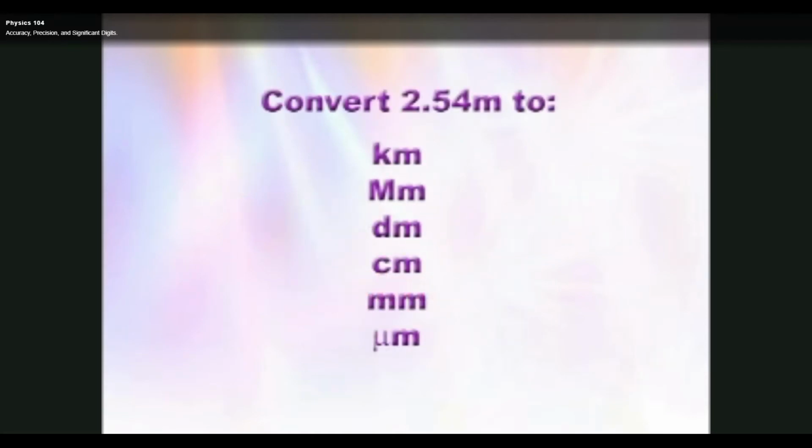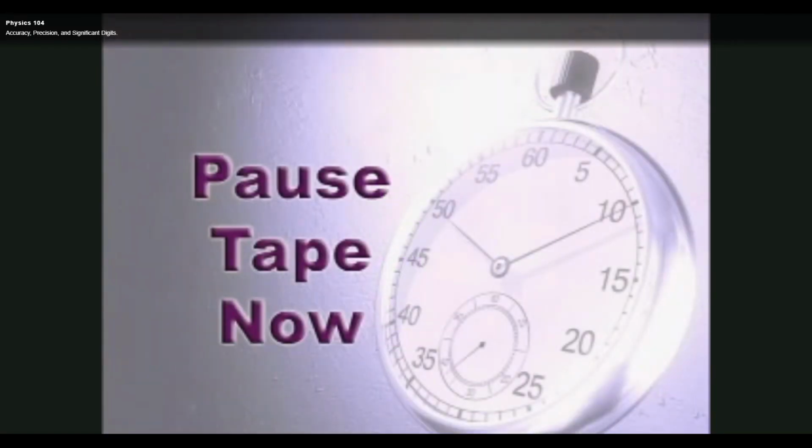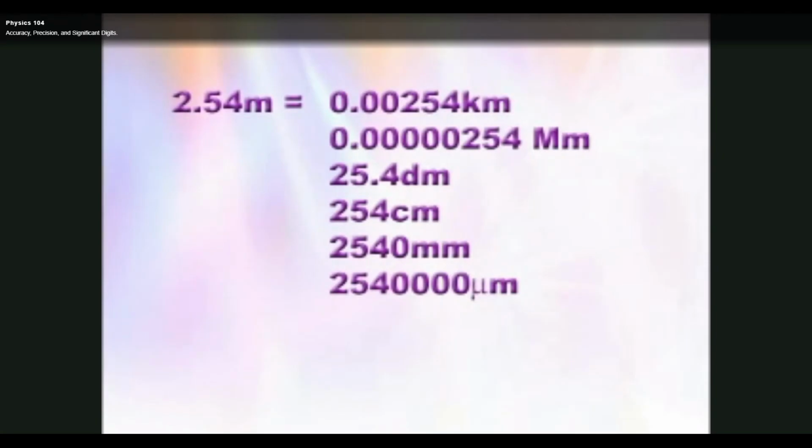Now do this as a class. Convert the 2.54 meters to these units. Divide the effort and write your answers on your board. Your teacher will stop the tape to give you a chance to complete the conversions after you've had time to jot down the units. Here are the answers. Now look at all the measurements.